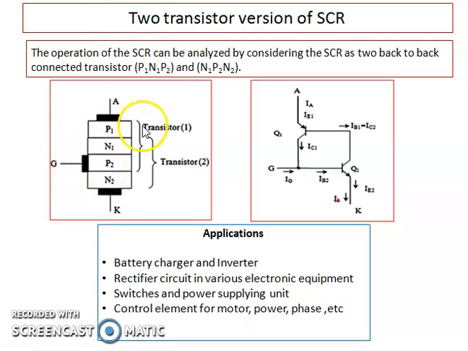Here you can consider one transistor as P1, N1, P2, and another transistor as N1, P2 and N2. If you look into the equivalent diagram, we can clearly understand that transistor Q1 is a PNP transistor and Q2 is an NPN transistor. And this diagram clearly indicates that the base of Q2 is connected with the collector of Q1, and it will form a closed loop structure.